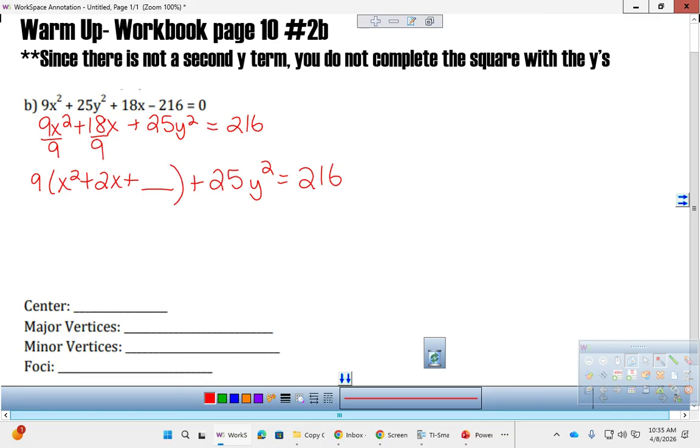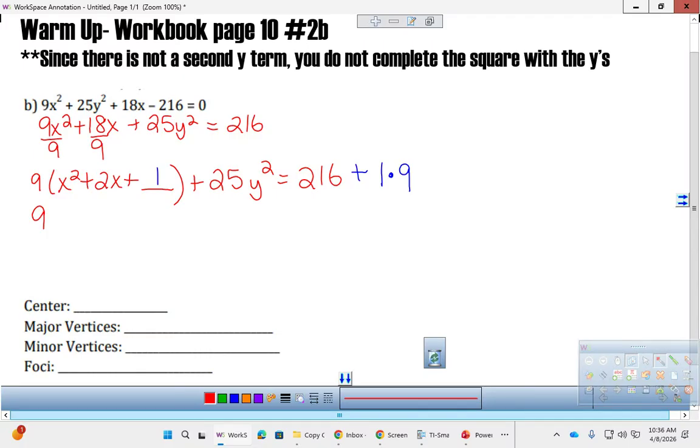All right, so what I need to come up with is what this perfect square is. So it's this number divided by 2. So 2 divided by 2 is 1. 1 squared is 1. And if I add that to this side, I have to add it to this side. But it's not just a 1. It's a 1 times 9 because of that number that came on the outside there. So you're multiplying. You're redistributing that into that multiplier.